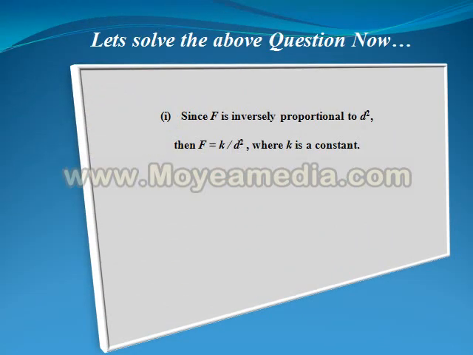First part is very simple. F is inversely proportional to d square. So mathematically we will write it down. F is equal to k divided by d square. K is a constant. We're done with the first part. Second part is a little bit tricky.